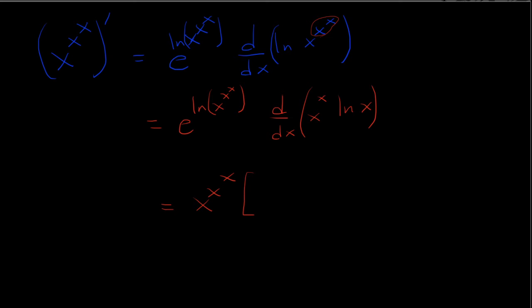Now I need to do the product rule. So I'm going to take the derivative of x to the x. Good thing we just did it. So we're going to use the result that the derivative of x to the x is x to the x times ln of x plus 1. So this thing is the derivative of x to the x. And then times natural log of x, plus the derivative of natural log of x, which is 1 over x, times x to the x.